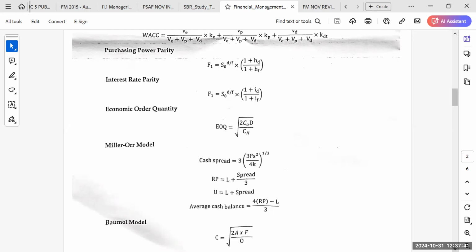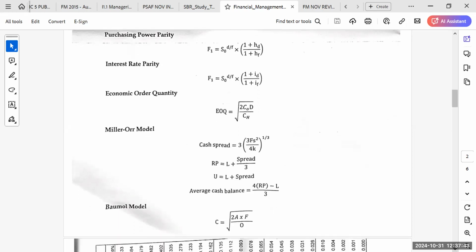Okay. So calculate the economic order quantity for me. I'm getting something over here. Please take us back to the question. Okay, I'm coming. Let me go down there.